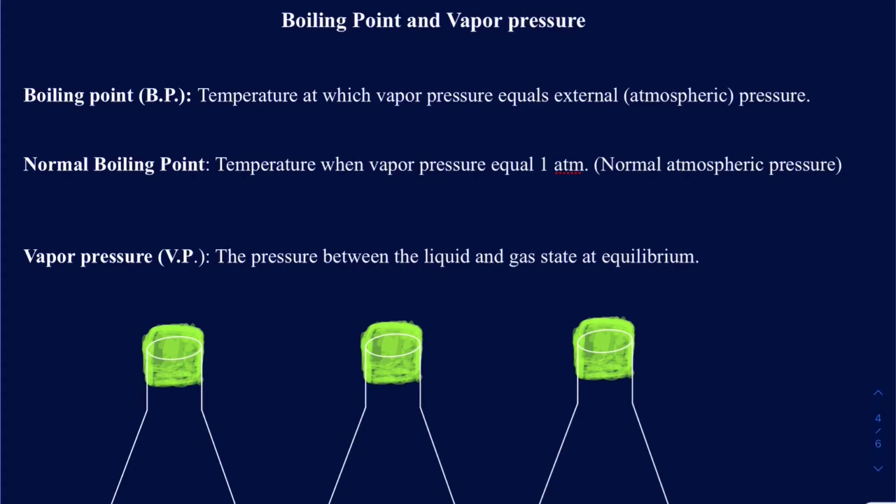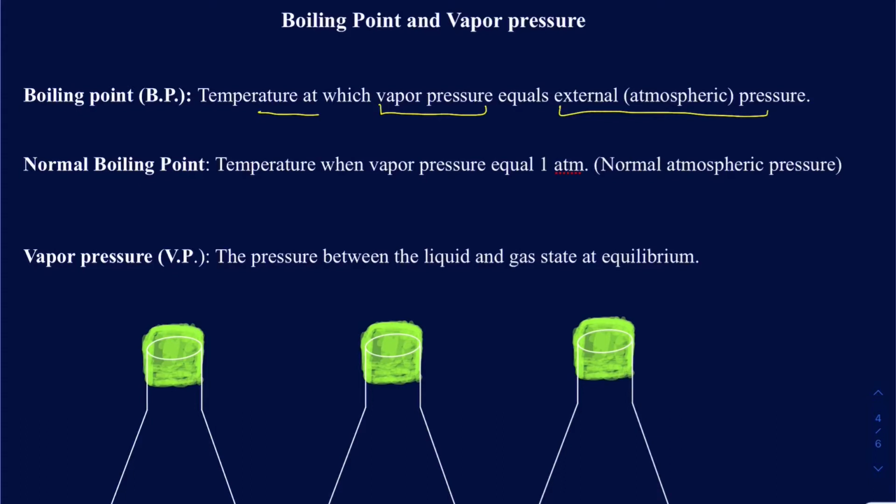In simple terms, you can say the boiling point is the temperature when liquid starts to boil, but when you take a chemistry or physics course, you have to be a little bit careful with the definition. The boiling point is the temperature when the vapor pressure is equal to the external pressure, which is whatever you have in the atmosphere.